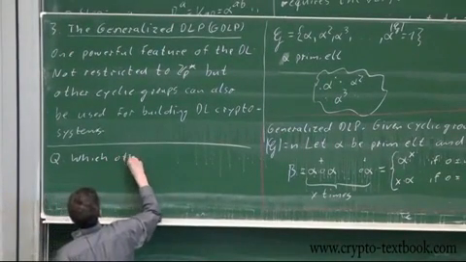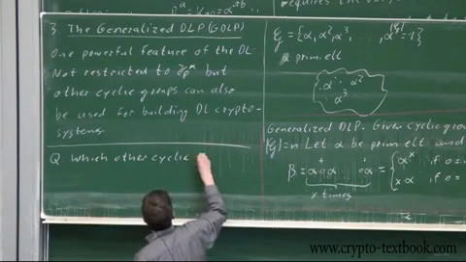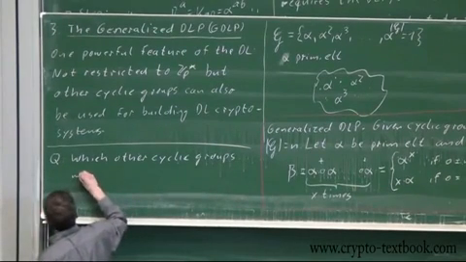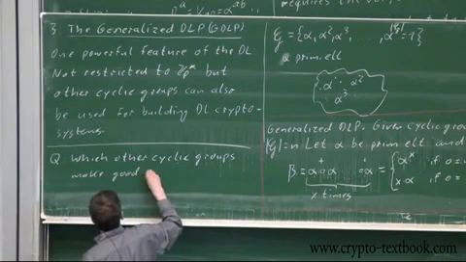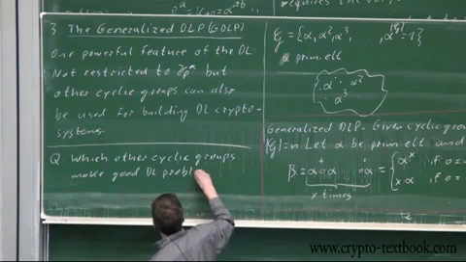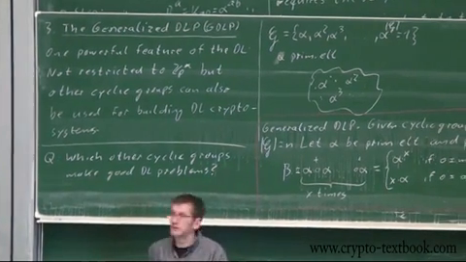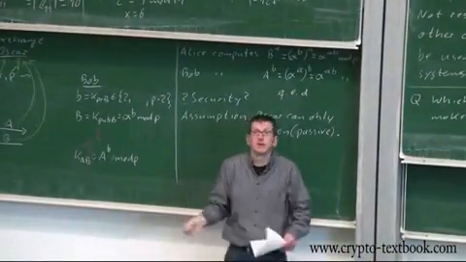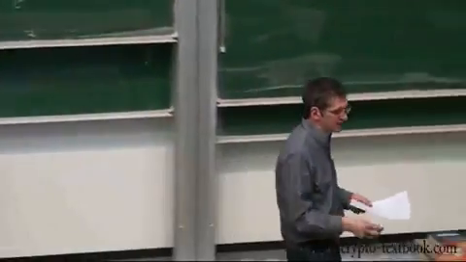Which other cyclic groups make good DL problems? And again, as soon as we have a discrete logarithm problem, you can apply the same protocol. You can do Diffie-Hellman, but then maybe not do integer arithmetic. Maybe do something very, very different.